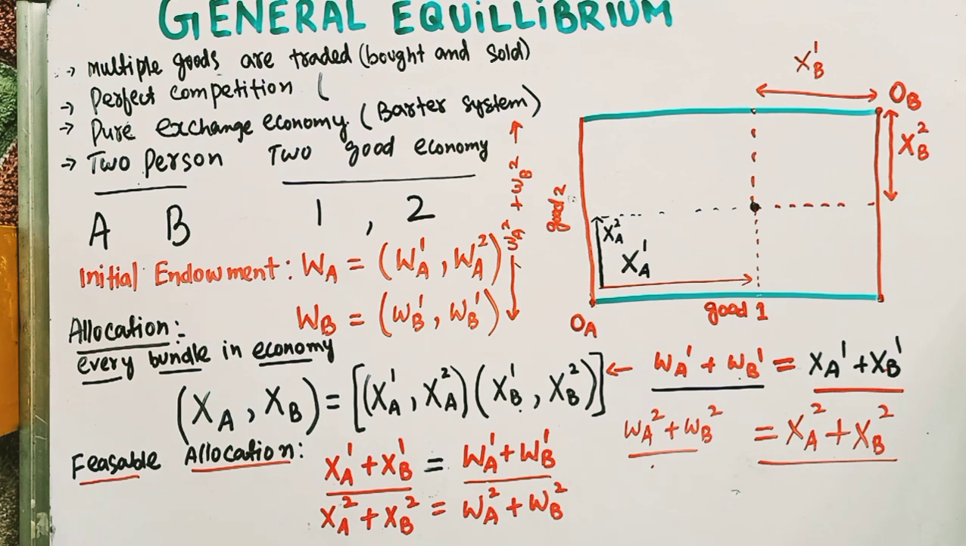Now let me show the Pareto improvement. What is meant by Pareto improvement? Can I show it here?